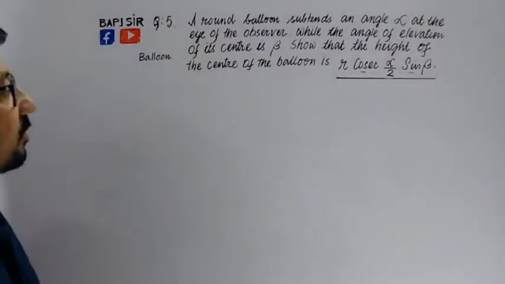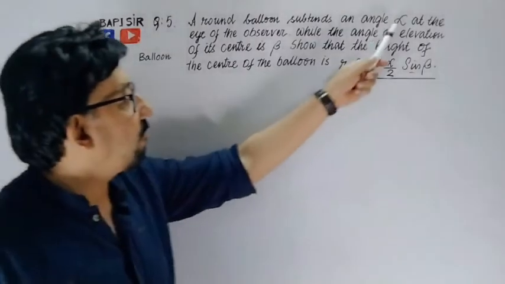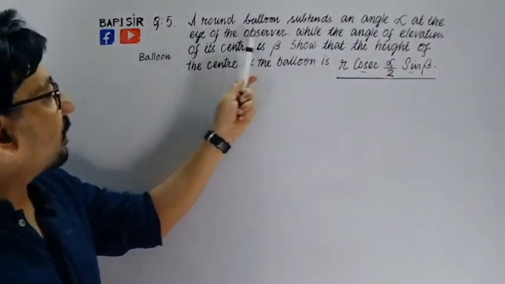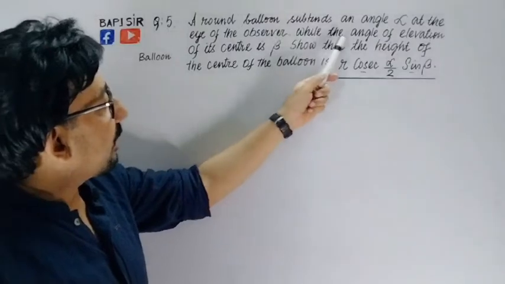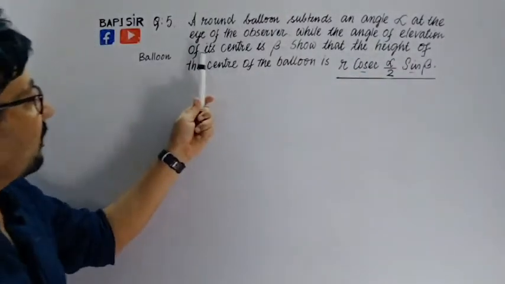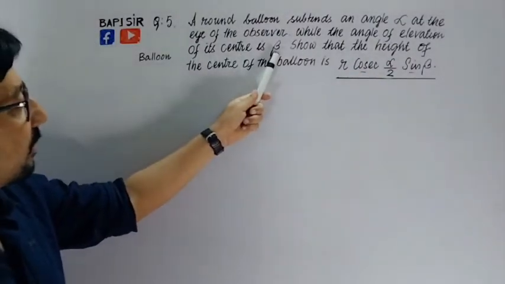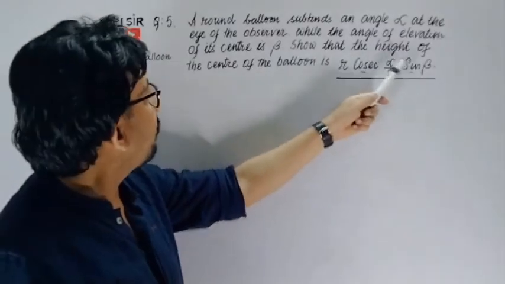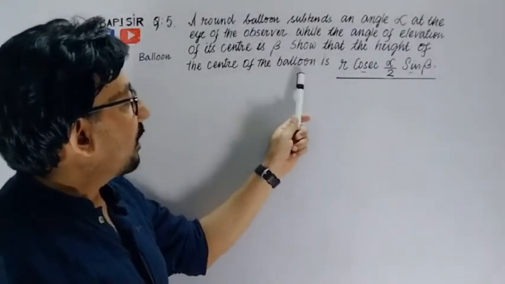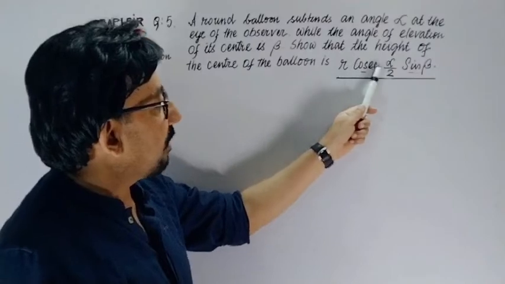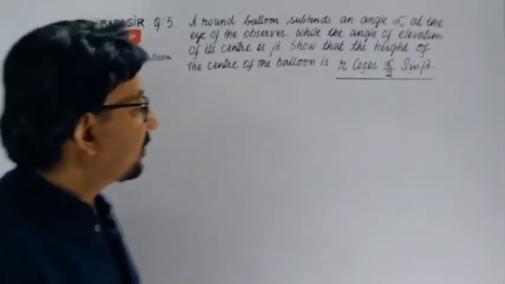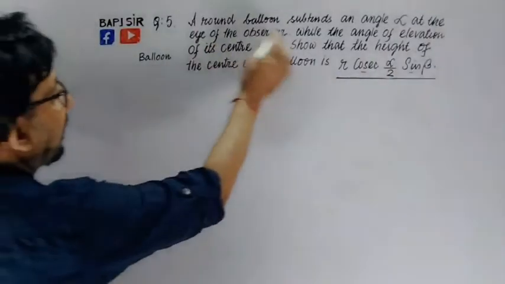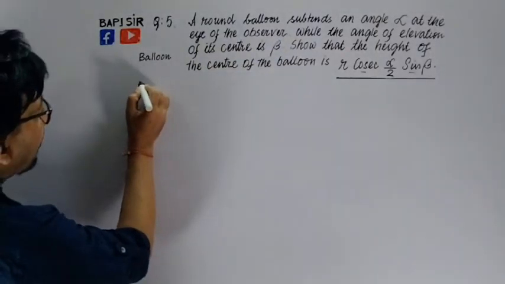Sum number 5. A round balloon subtends an angle alpha at the eye of the observer, while the angle of elevation of its center is beta. So that the height of the center of the balloon is r cosec alpha by 2 into sine beta. A round balloon, draw a round balloon.